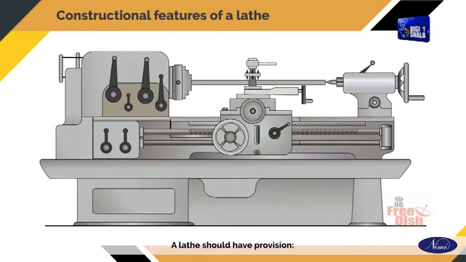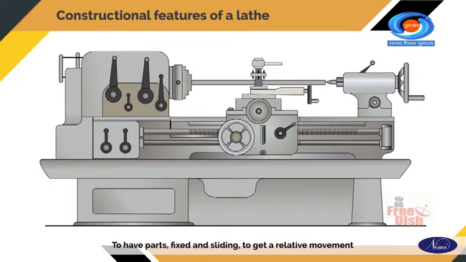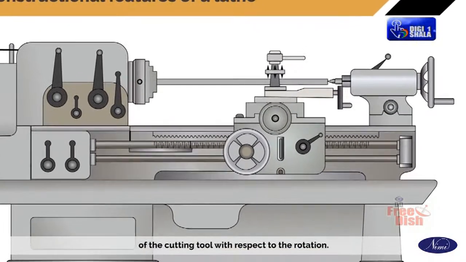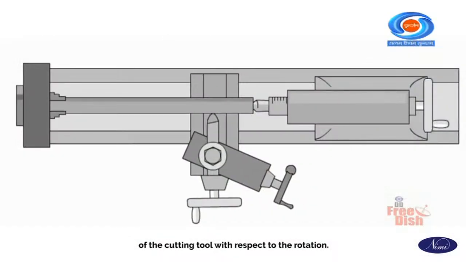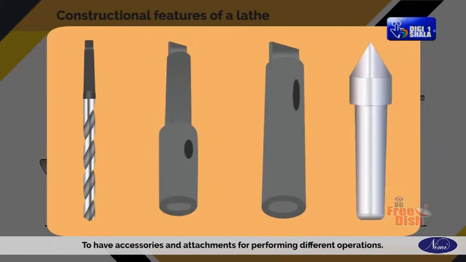A lathe should have provision to hold the cutting tool and feed it against the direction of rotation, to have parts fixed and sliding to get a relative movement of the cutting tool with respect to the rotation of the work, to have accessories and attachments for performing different operations.